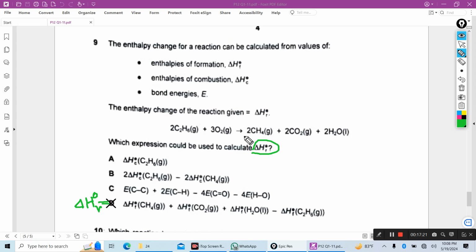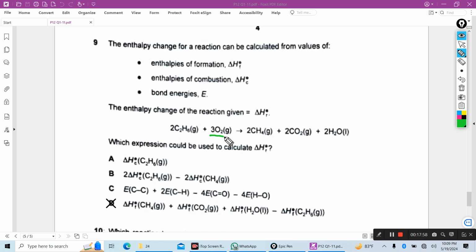of products, this methane, plus enthalpy of formation of carbon dioxide plus enthalpy of formation of water, minus enthalpy of formation of reactant ethene, and minus 0, because the enthalpy of formation of an element is 0.